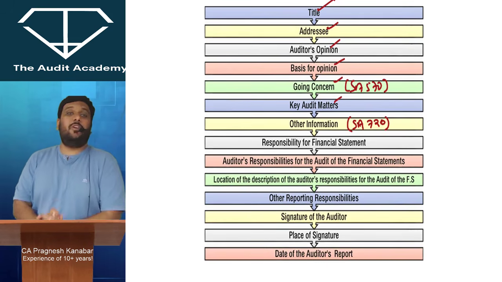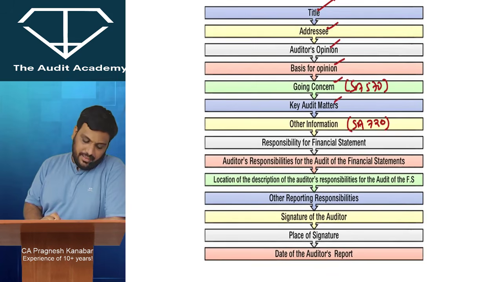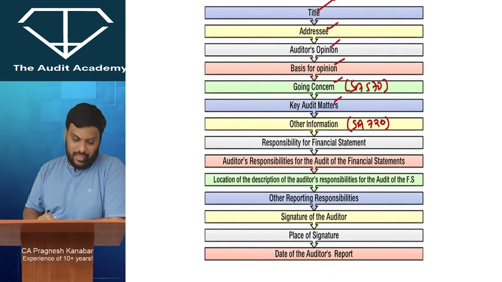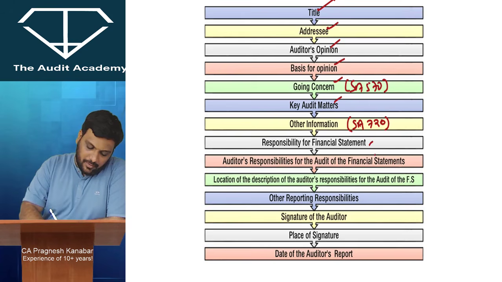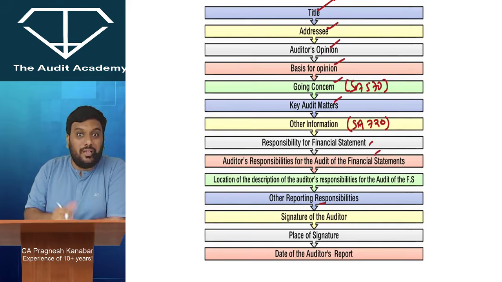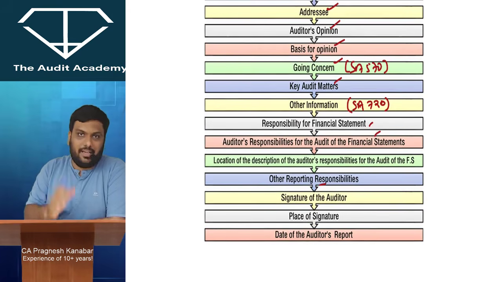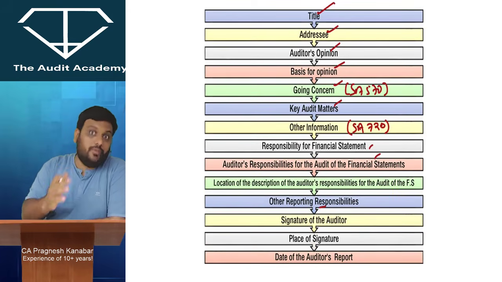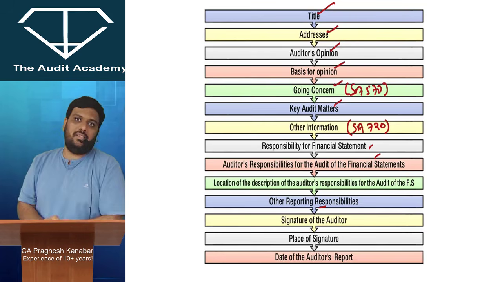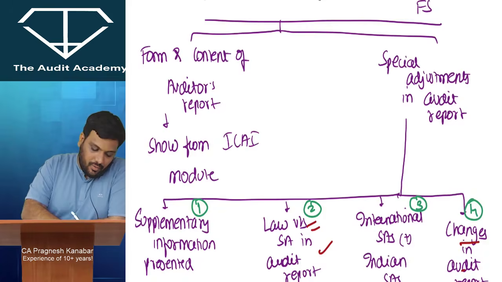Then there is this responsibilities for the financial statements. Then there is auditor's responsibilities for audit of financial statements. This is management responsibility. This is auditor's responsibility. Then some statutory reporting requirements. Then signature, place and date. Okay. But let me tell you what are the most sensitive areas that you should be aware of.